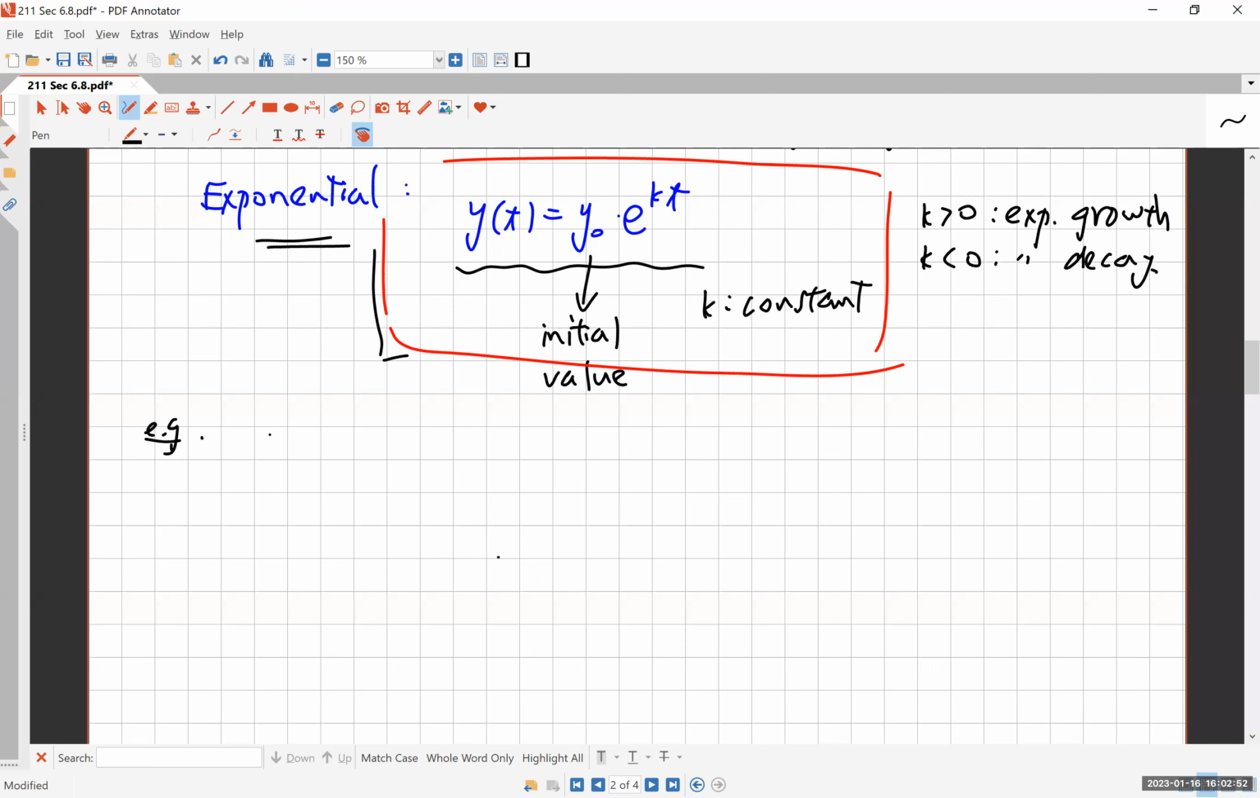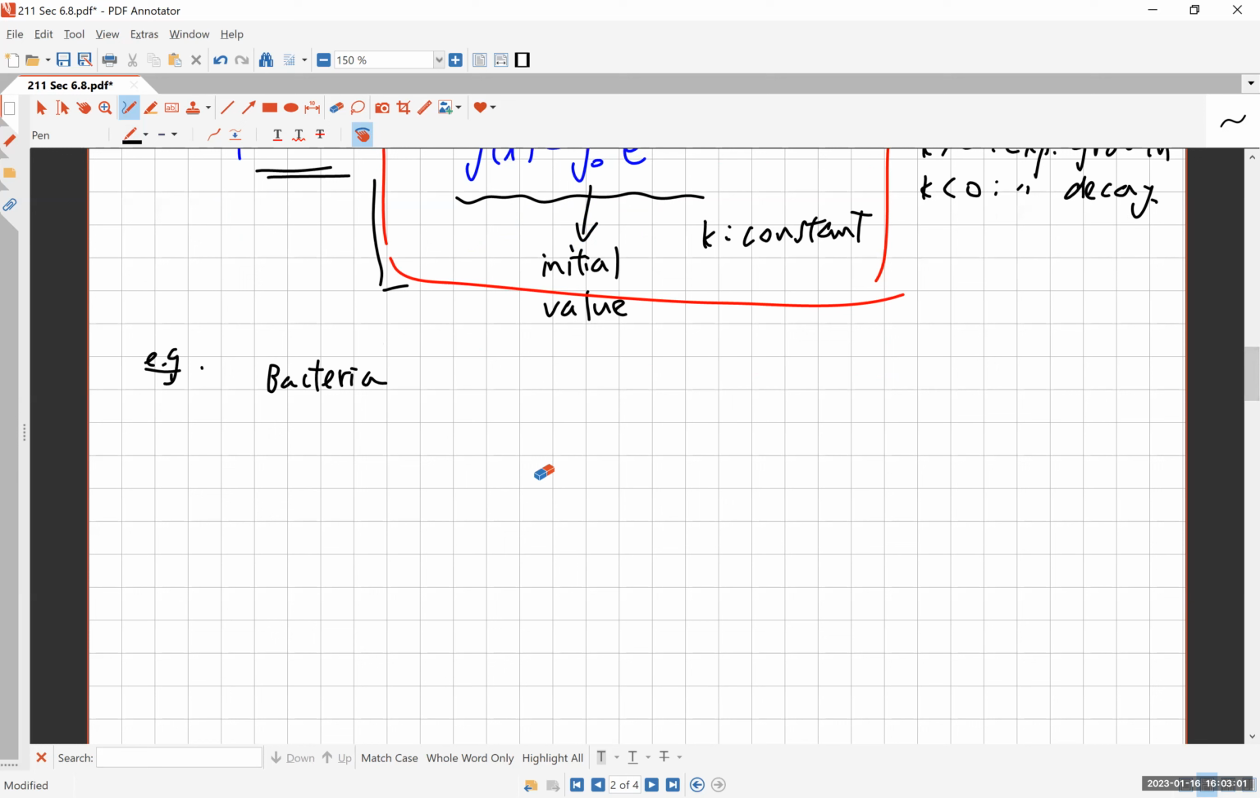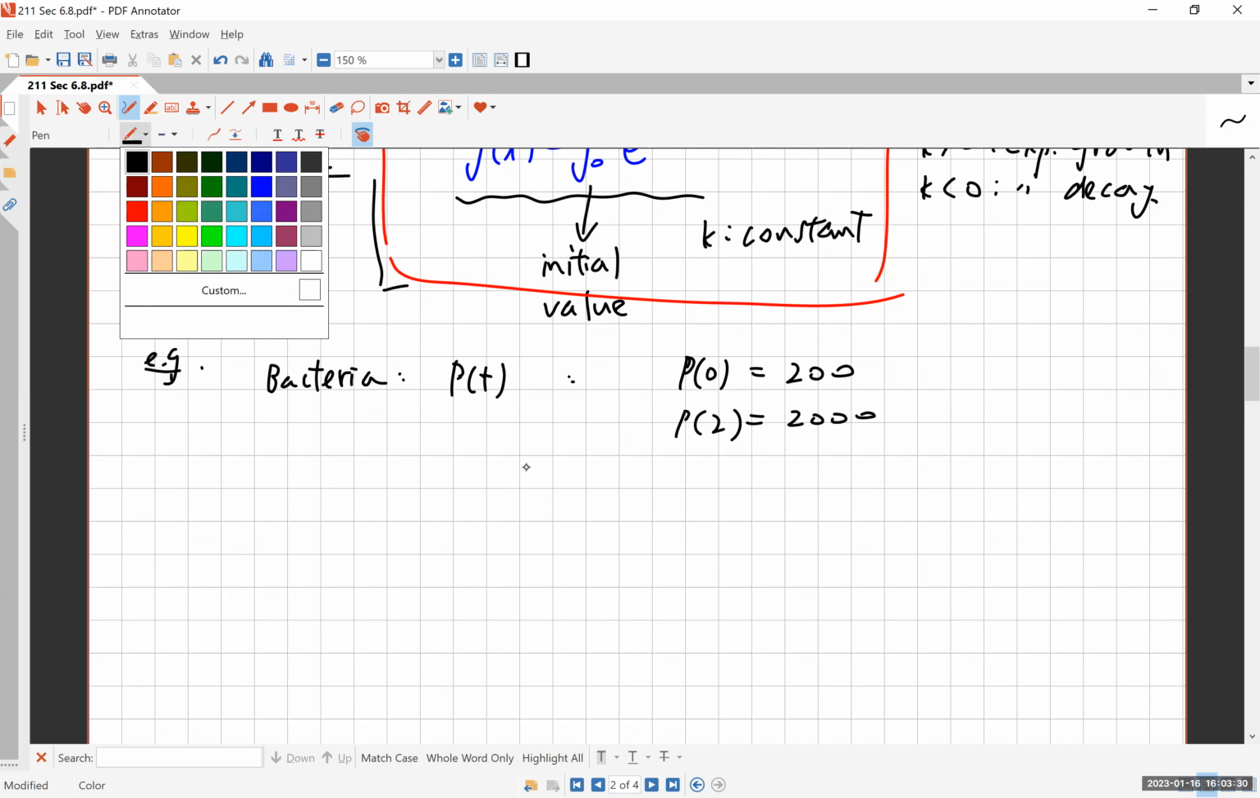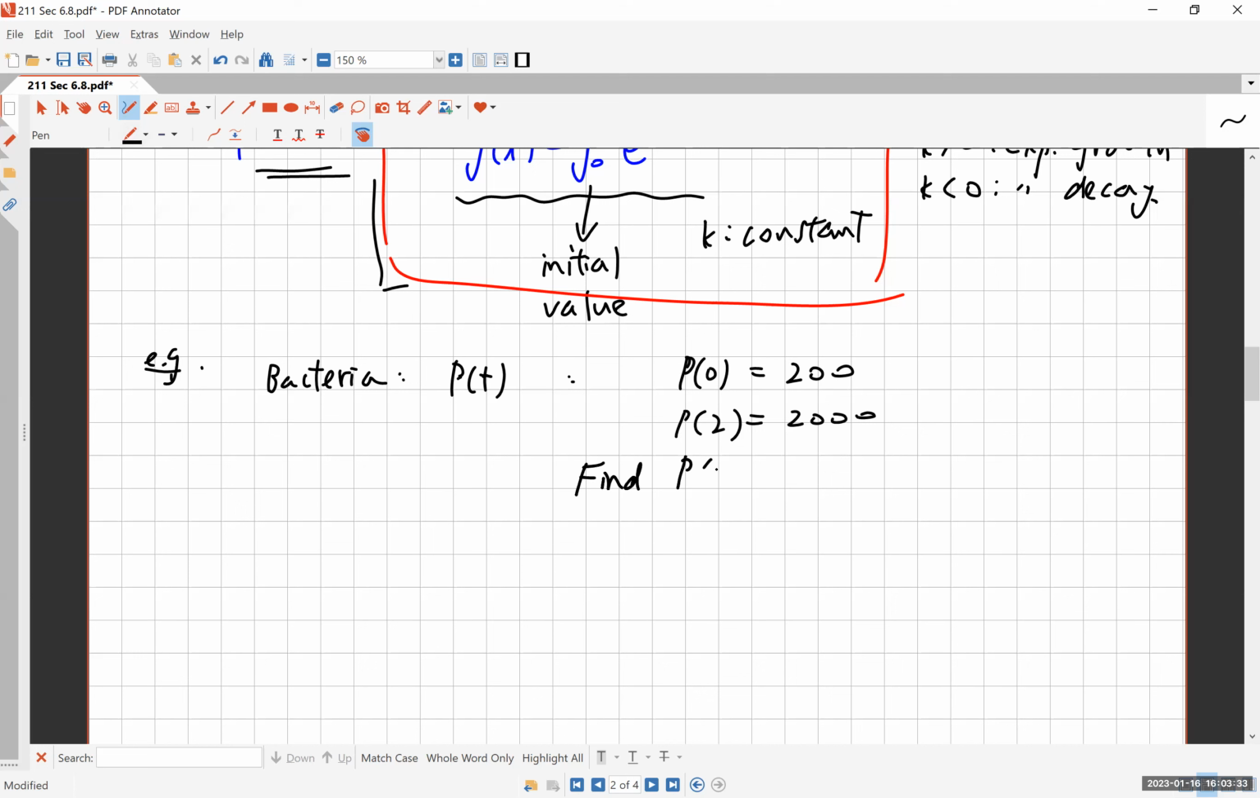Okay, so here's an example. Let's talk about a number of bacteria or virus, or anything that can cause health issues. The number of bacteria, let's say the population is determined at t. Scientists have made an observation: you start with 200 bacteria at time 0, and after 2 hours it became 2,000. Bacteria grow exponentially, and they tend to grow pretty fast, just like viruses. Based on these two, let's find P5.